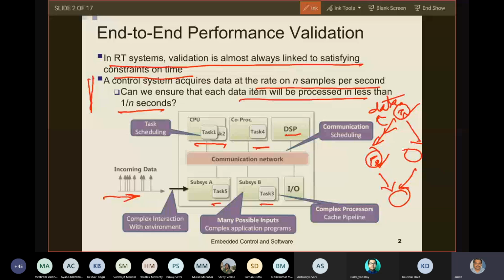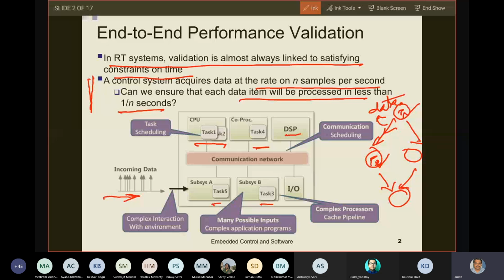For example, one scenario where this could be very essential is that if you can ensure that all your data items will always be processed and the actuation will always be produced within 1 by n seconds, then you will not require buffers at the source or at the destination. You will not require buffers to hold unprocessed data items, right?